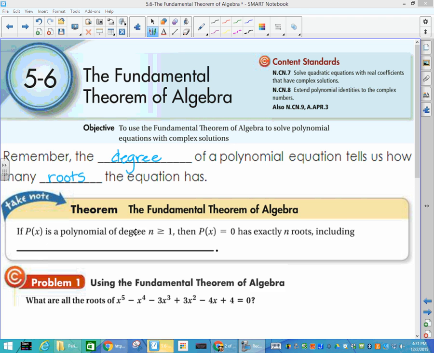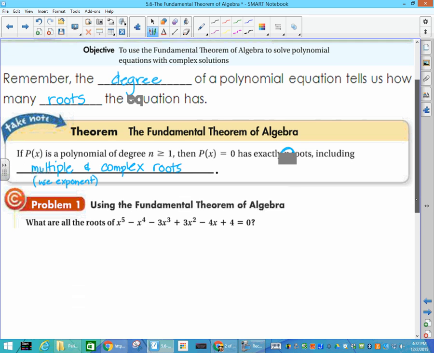If p of x is a polynomial of degree n, which is greater than or equal to 1, then p of x equal to 0 has exactly n roots, including multiple roots and complex roots. So, depending on whether you have to only find the rational roots or find all the roots, remember when we talk about multiple or multiplicity of a root, you're using the exponent of the factor, okay? And if you forget what that is, then write down, come ask me about that.